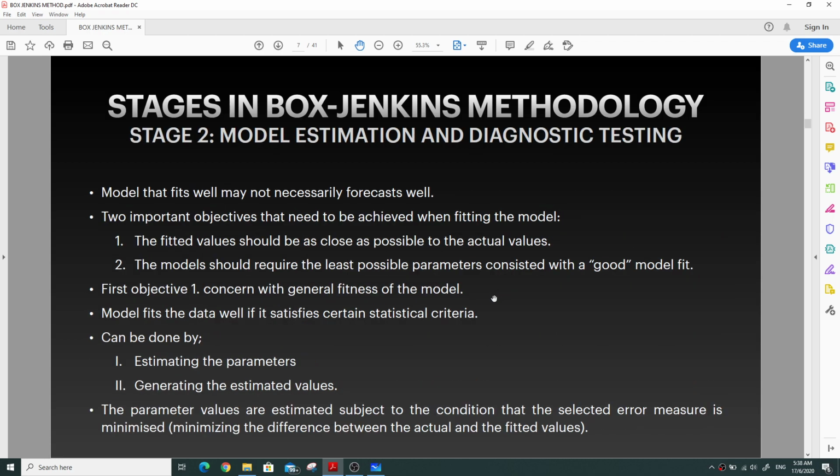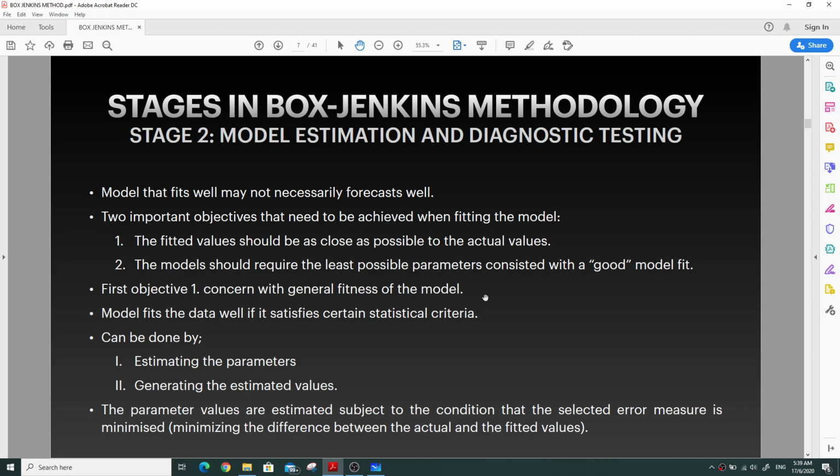Okay, and then for stage 2, model estimation and diagnosis testing, because we will have several models, you need to understand that a model that fits well at the estimation part does not necessarily give us the best forecast value. So when we construct this model, there are actually two objectives that we need to achieve.